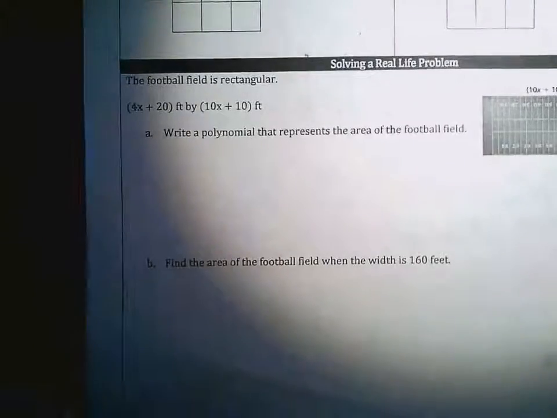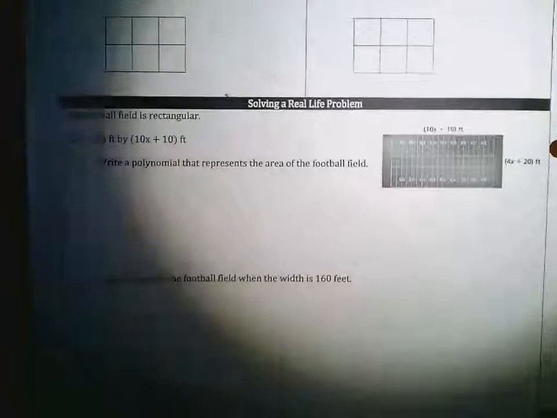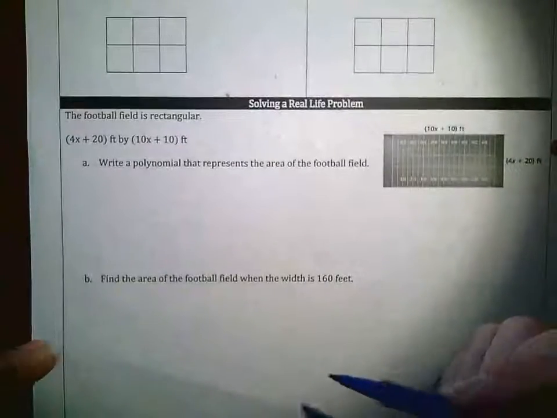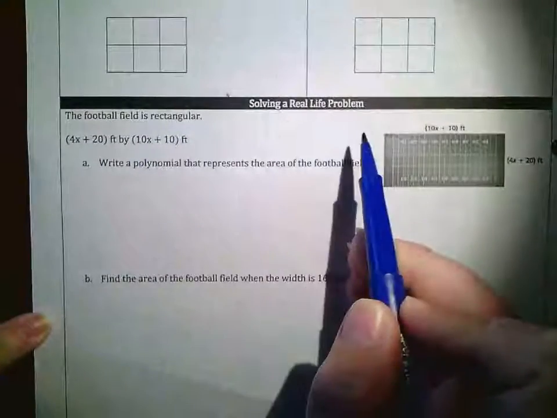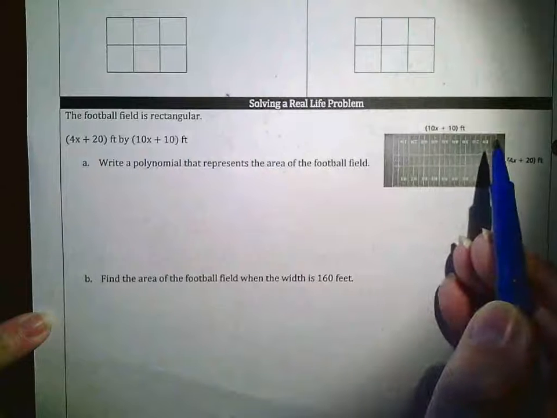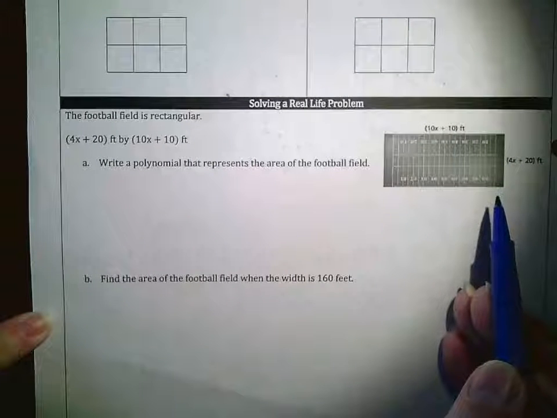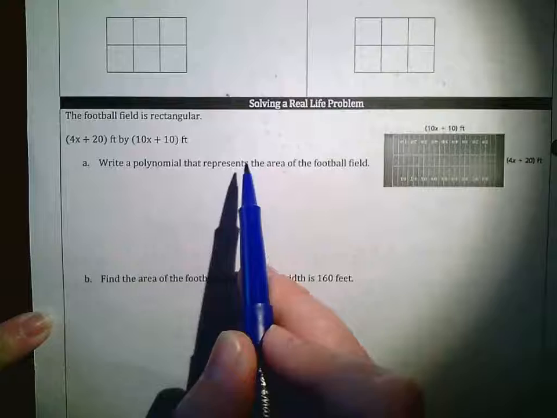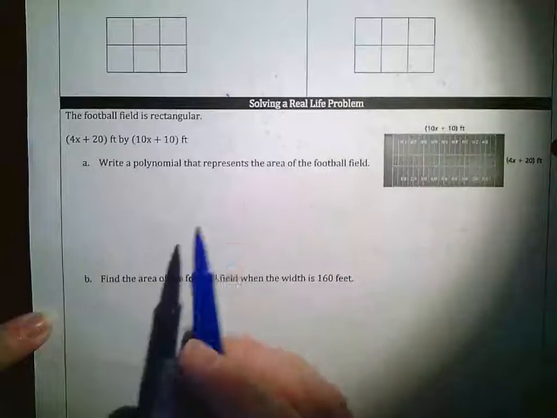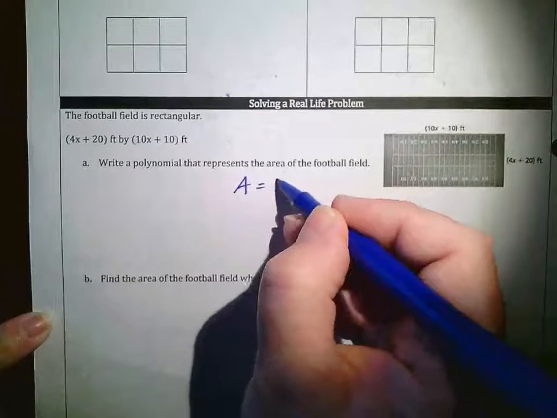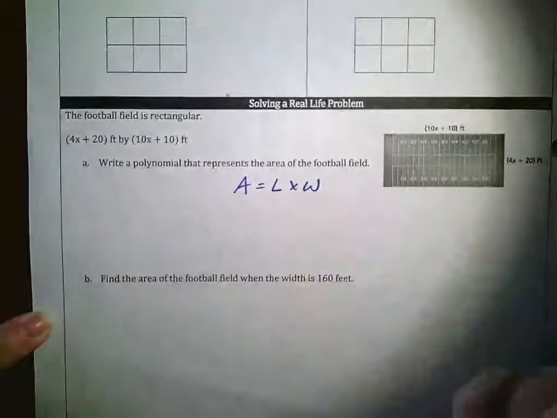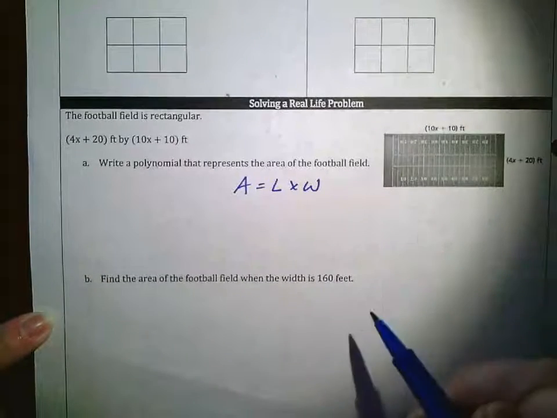So let's go down to this word problem real quick. The football field is rectangular and you can actually see, if I zoom this out slightly and change my light, that this football field is 10x plus 10 and 4x plus 20. So write a polynomial that represents the area of the football field. Remember that area is equal to length times width. So really all you got to do is multiply these two things.